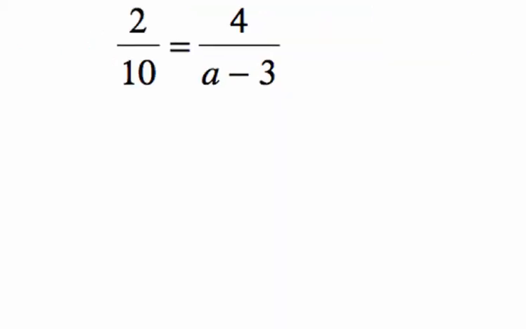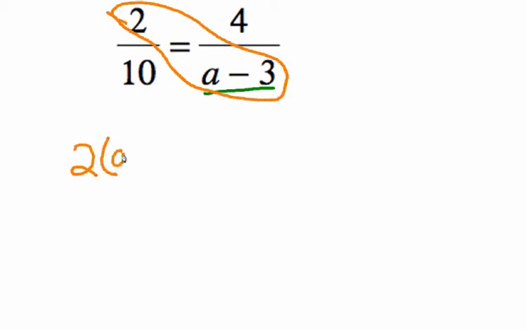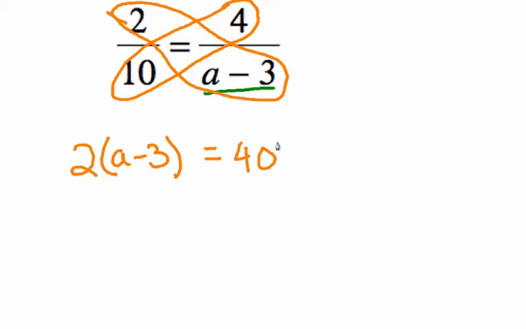Our next example has the same thing. There's a variable with a constant term added or subtracted to it, in this case subtracted. So we're going to do cross multiplication again, and remember that when we do it in this direction, 2 times a minus 3, we want to write 2 times (a minus 3), the entire quantity. And then the other direction, 10 times 4 is 40. So I could do one of two things here. I could distribute and then solve for a, or I could actually just divide by 2 right now.